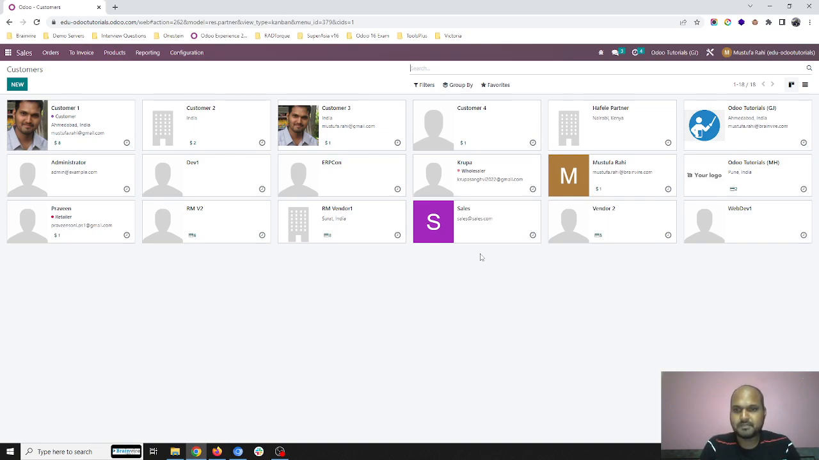Hope this small feature will help a lot of people who are doing the same website and catering to different types of customers from their e-commerce portal.